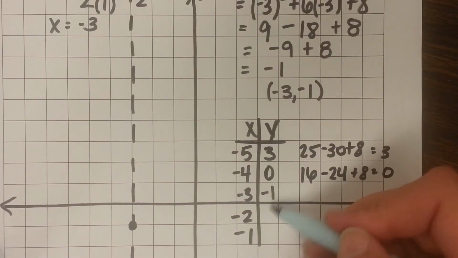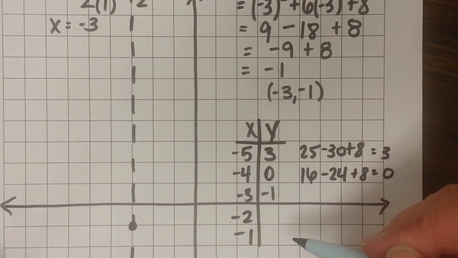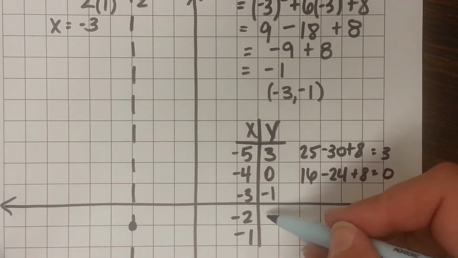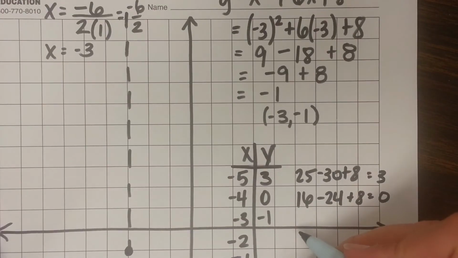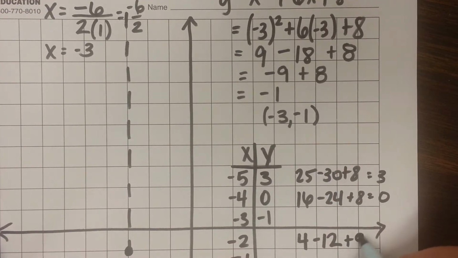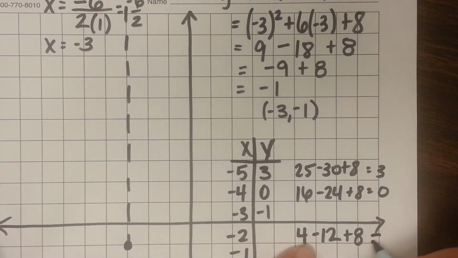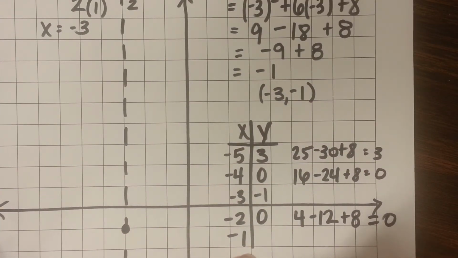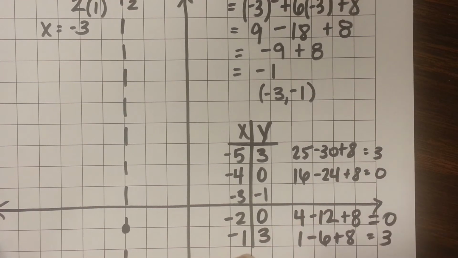Now I would expect to have a 0 here and a 3 here so that I have the same pattern on both sides of the vertex. So when I throw in a negative 2, I'm expecting to end up with a 0. Negative 2 squared is 4, and negative 2 times 6 is negative 12. And then of course we have our plus 8. 8 and 4 gives us 12, minus 12 is 0. So we did get the 0 that we expected. For the negative 1, I'm expecting to get out a 3, just like I did when I threw in the negative 5. So negative 1 squared is 1, plus 6 times negative 1, which is negative 6, and then plus 8. So 8 plus 1 is 9, minus 6 is 3. So once again, I got what I expected.